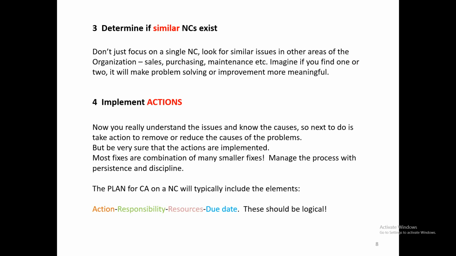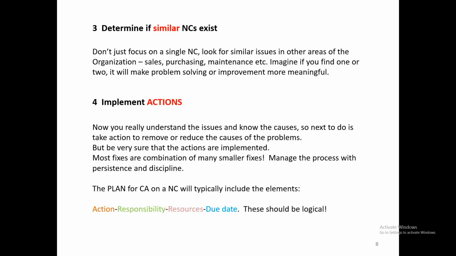Number 4, after you know that NCs exist, some other department maybe, now you implement actions. You really understand the issues, you know the causes, next to do is take action to remove or reduce the causes of the problems. But be very sure that the actions are implemented. Most fixes are a combination of many smaller fixes. You have to follow up, you have to manage the process with persistence and discipline.